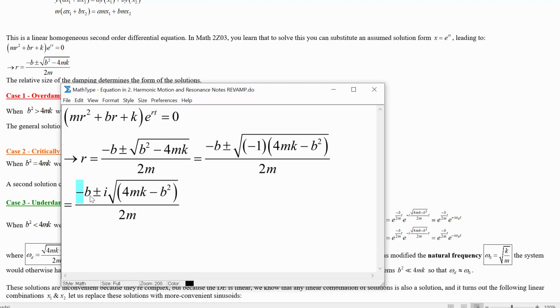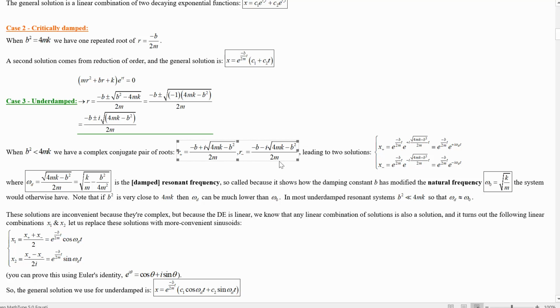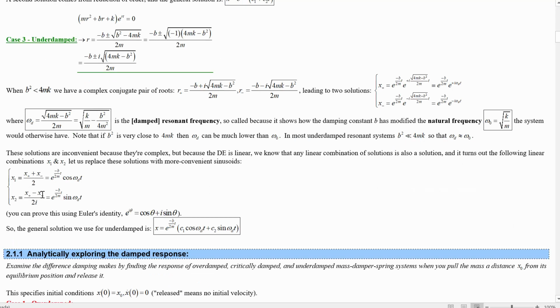So we have negative b plus or minus this complex conjugate pair of roots, root 4mk minus b squared, over 2m. Okay, so this leads to two solutions, which are these complex conjugate pair of roots in the exponent, but you can also rewrite these more conveniently using Euler's identity. I have it written here for you: e to the i theta is cos theta plus i sine theta.